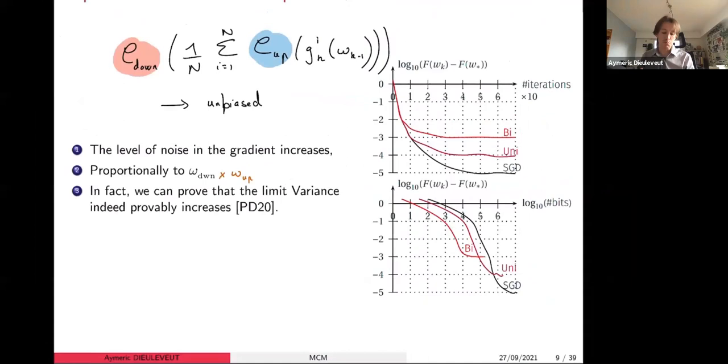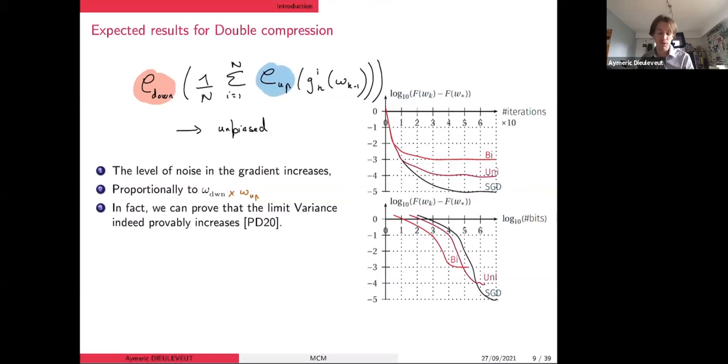So in that setting, and with this degraded central model framework, we gain a little bit in the framework, but we lose a lot. We still lose something with respect to unidirectional compression. And in fact, this effect that the variance increases can be shown to be tight. We can show that the sequence of iterates converges in distribution and that the limit variance of this distribution is really increased by this factor omega up times omega. So it's not even an artifact.